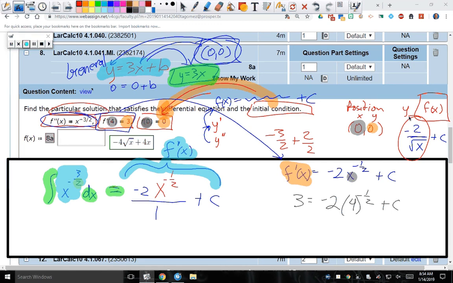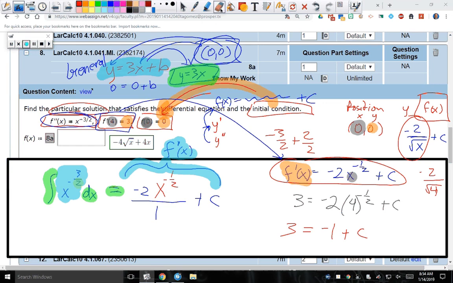So it's really the square root of 4 down in the denominator, which with this would then equal what? Negative 1. Because it's this negative 2 over the square root of 4. So you get a negative 1 plus c is equal to 3. Anyone, what's c? 4. So now my general solution becomes more particular and more exact.